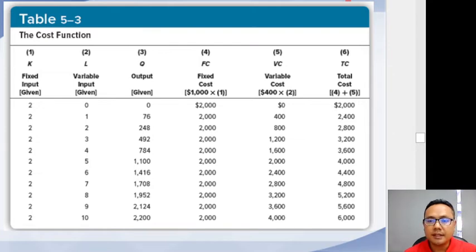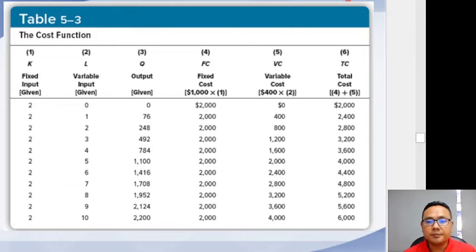Notice that irrespective of the amount of output produced, the cost of the capital equipment is 1000 times 2, equal to 2000. Thus, every entry in column 4 contains this number, illustrating the principle that fixed costs do not vary with output.